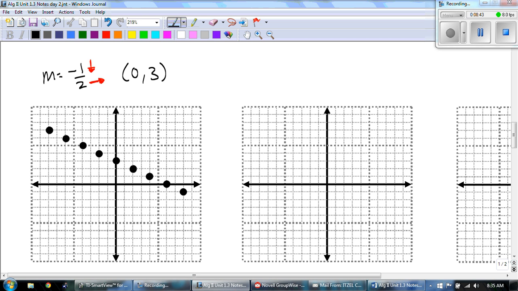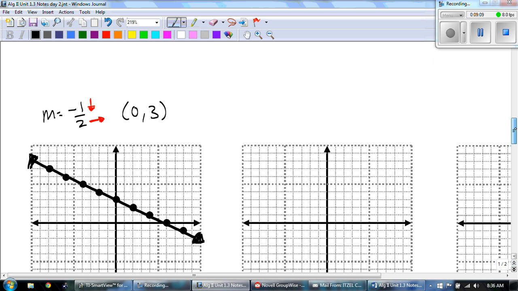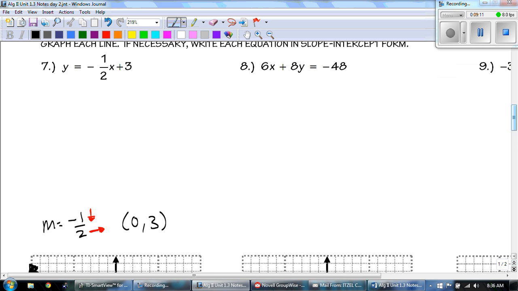and I continue that pattern in both directions. Now that it's time to graph, you need to make sure you have your straight edge out. I'm just looking for my ruler. Then you're going to go through all of the points, nice and straight, and remember to draw the arrows. All right, let's move on to number 8.